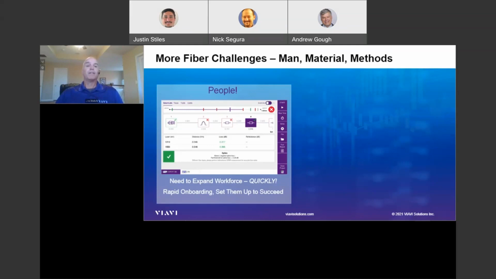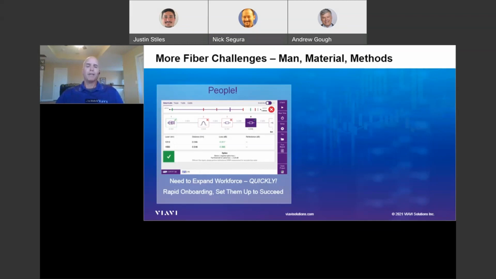So I included a screenshot here of what a modern OTDR screen can look like. Rather than having a cryptic trace that you need a lot of experience to understand and interpret, make it simple for all these new people. So again, they can get out, they can be testing, they can see just what they need to see and move on from there.